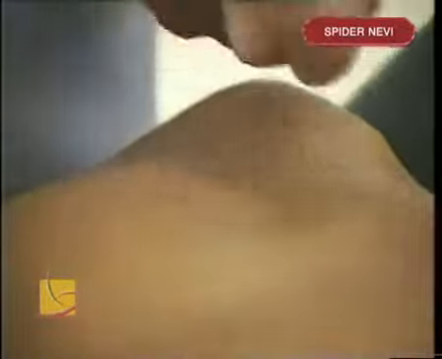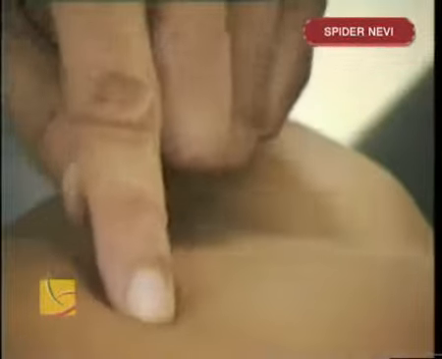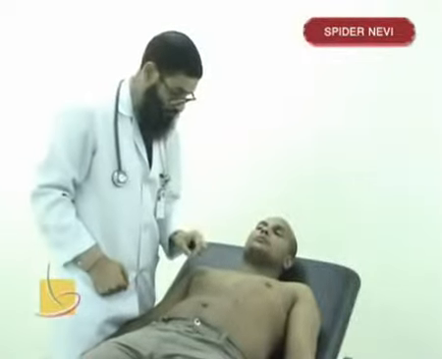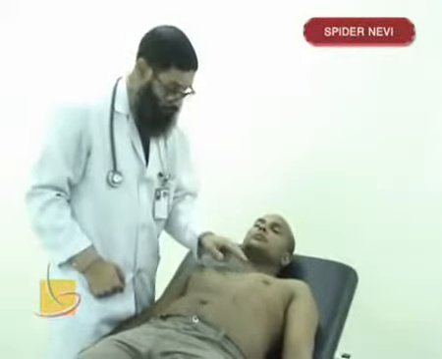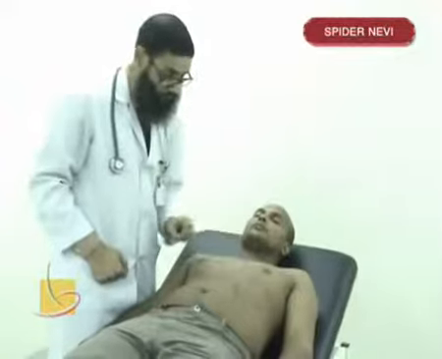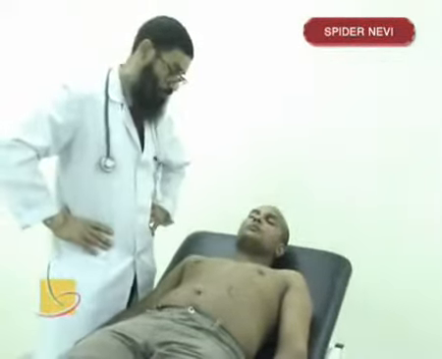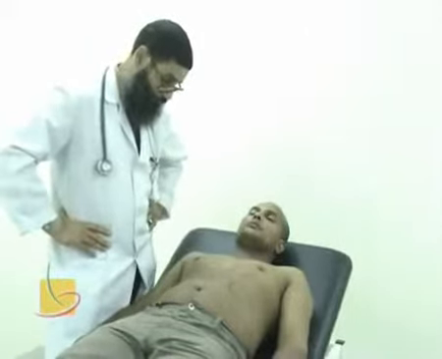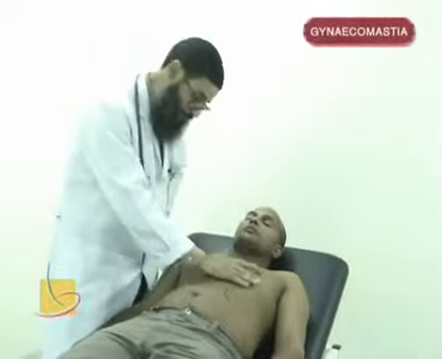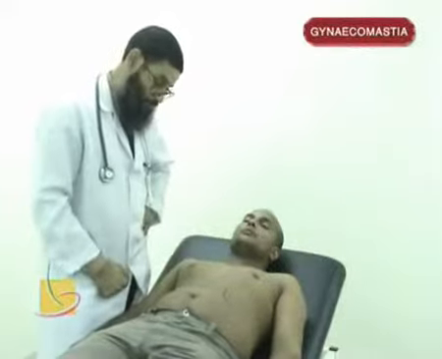If you press on them even with your finger or the head of a pin, they empty. Once you remove your finger, they fill again. These are called spider nevi. Spider nevi, as I said, are another feature of liver cell failure or chronic liver disease. The breast also is an important sign.